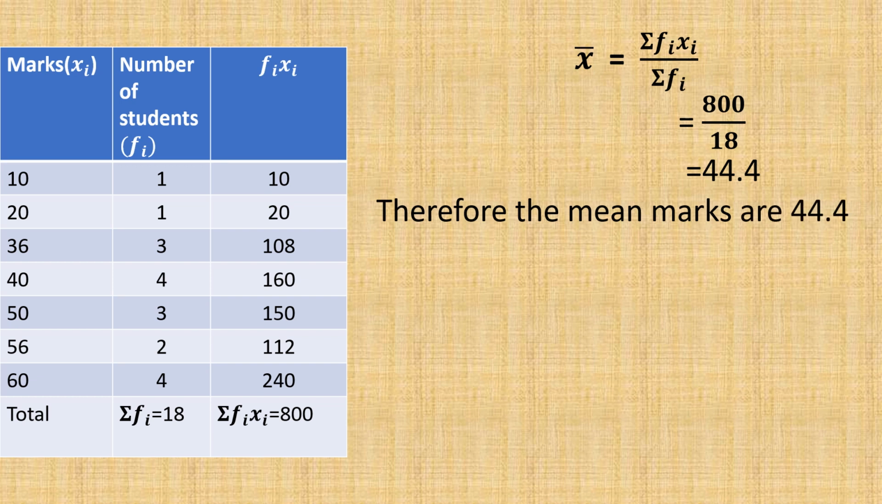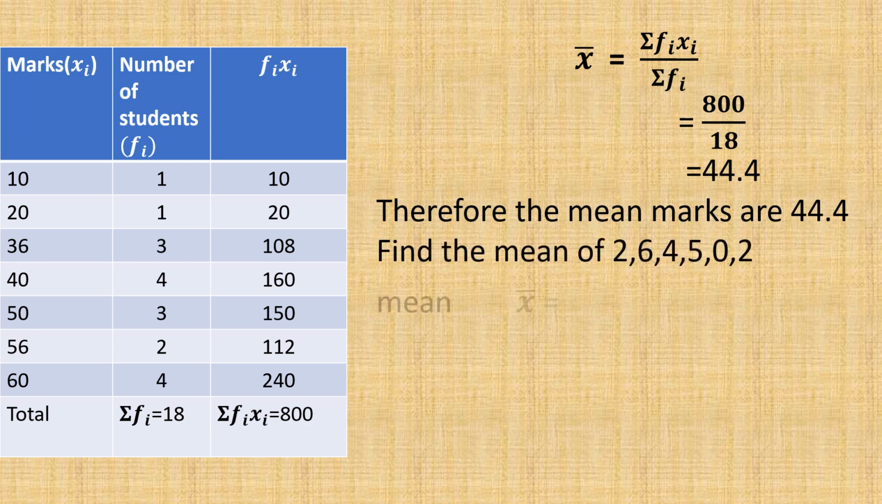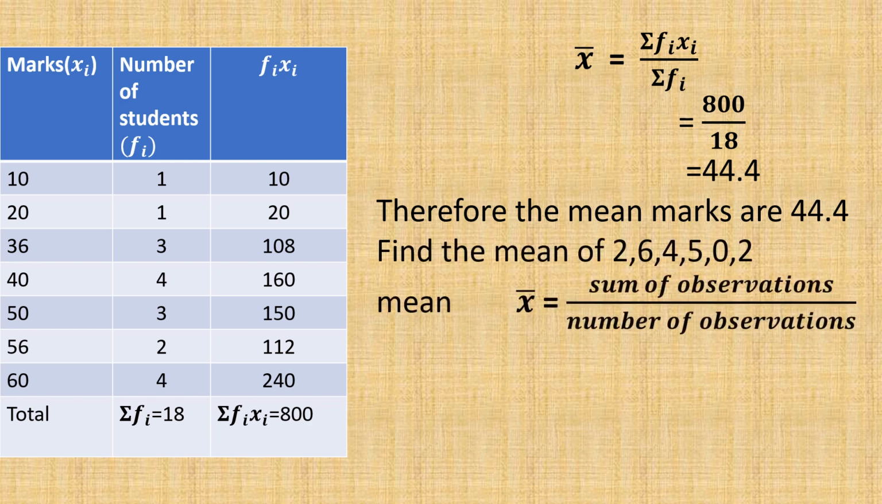Now I'll go with a simple example so that you can understand even better. Find the mean of the observations 2, 6, 4, 5, 0, 2. Here we know that the mean is the sum of observations divided by the number of observations. So for the sum of observations, I can add 2 plus 6 plus 4 plus 5 plus 0 plus 2. Here, 2 one time I have written 2.